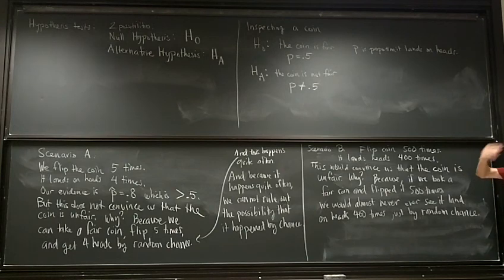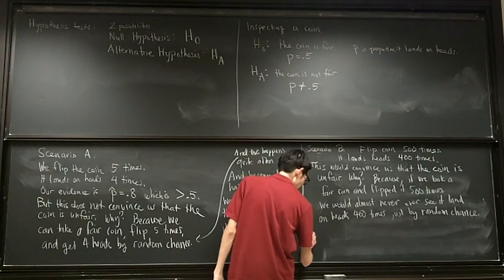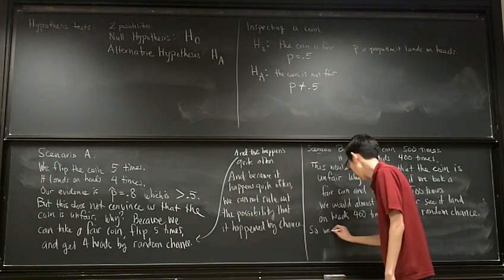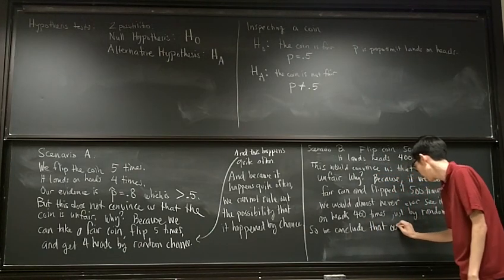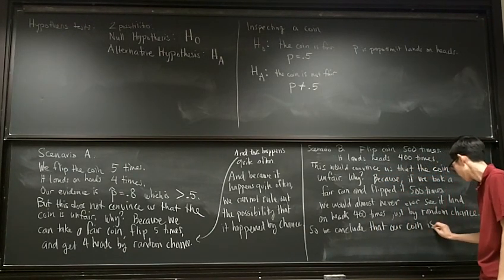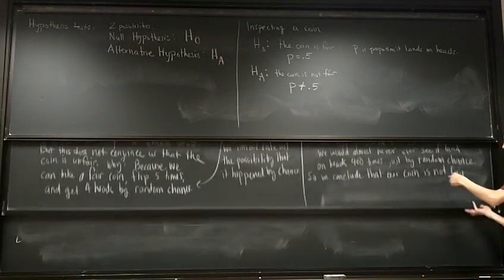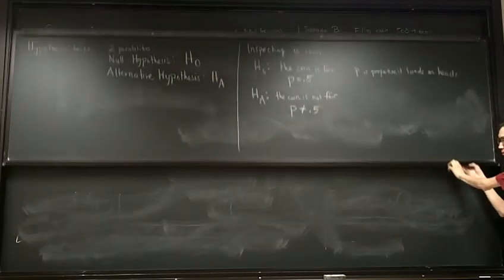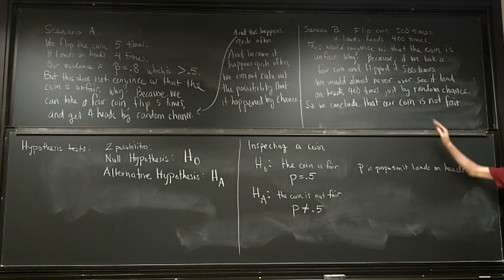Is that logic of thinking okay? All right, because that's how we're going to go. Okay? By random chance. So we conclude that our coin is not fair. Okay, so let me put that there, and we'll try this. Is that all right?